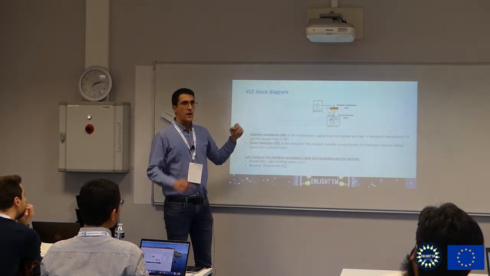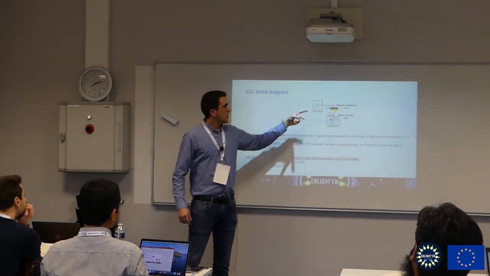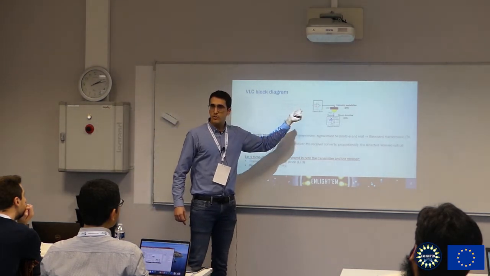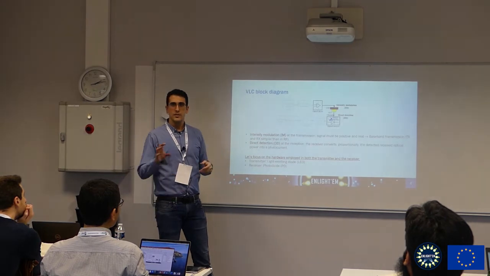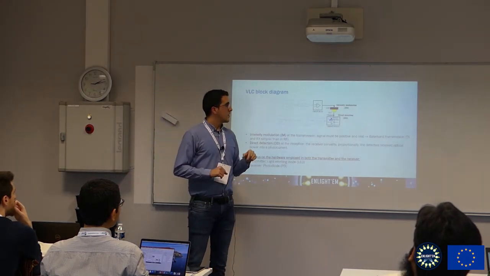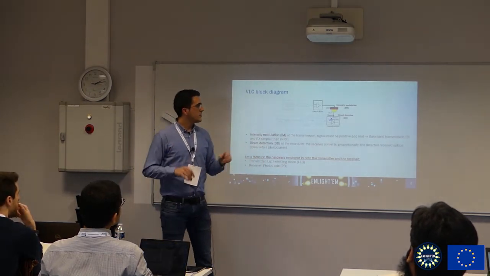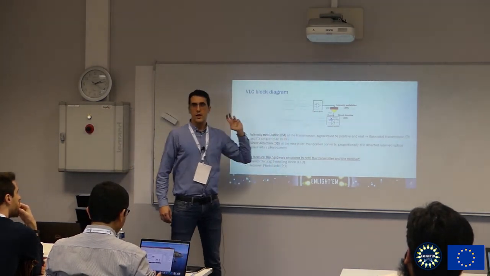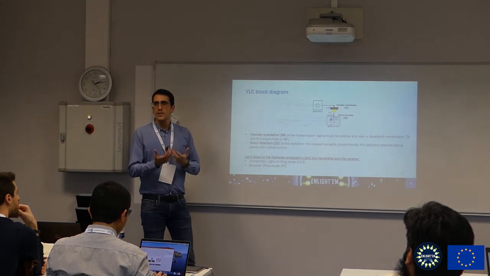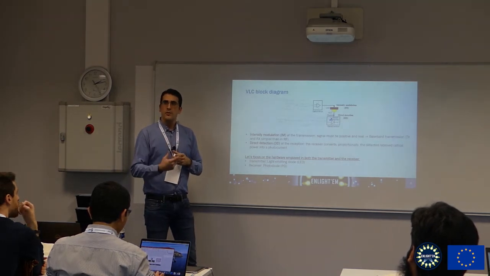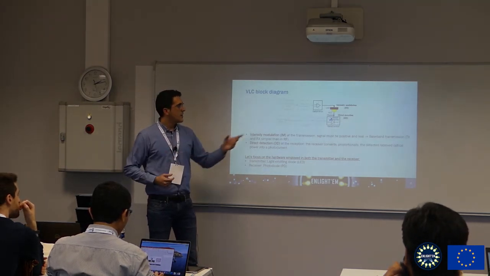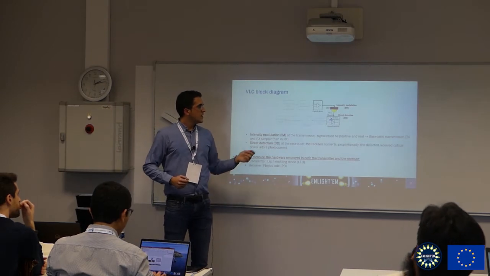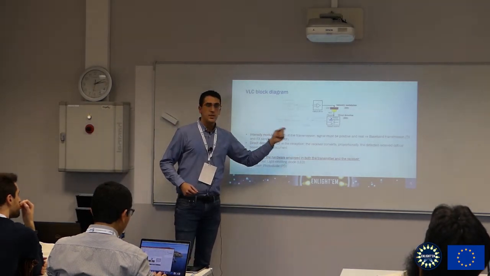Also, we'll explain later which kind of modulation schemes we can use for transmitting information and what the advantages and cons of each of them are. But basically, we have to use an intensity modulation because we are modulating the signal through the current, the current that is going to feed the LED. So that's why the signal to be transmitted has to be positive and real.